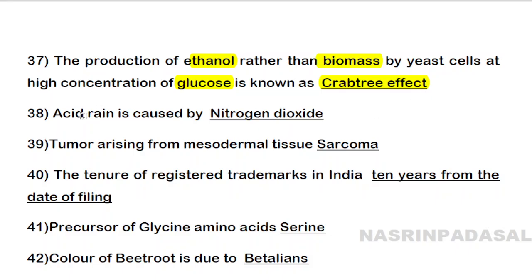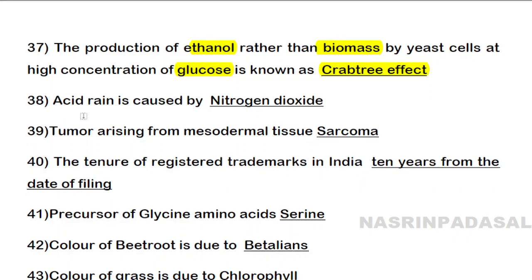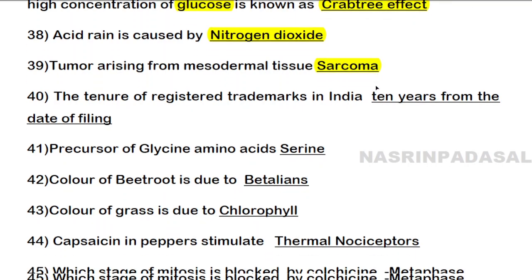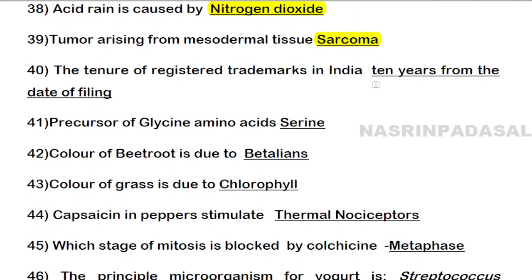Okay, so what is meant by the Warburg effect? So do tell me in the comment section. Okay. 38th question is that acid rain is caused by nitrogen dioxide and sulfur dioxide. 39th question is tumor arising from mesodermal tissue is sarcoma. Next, tenure of a registered trademark in India is 10 years from the date of filing.